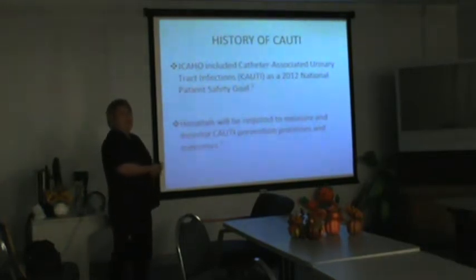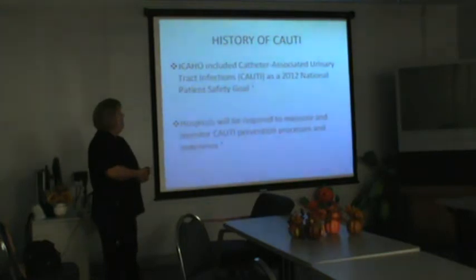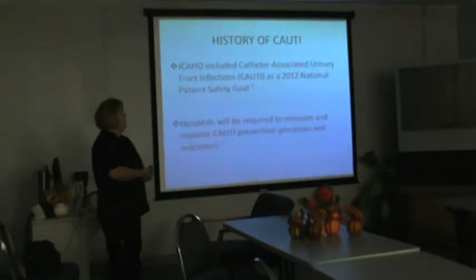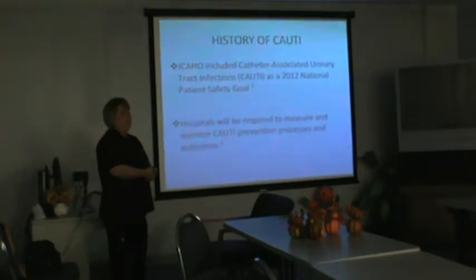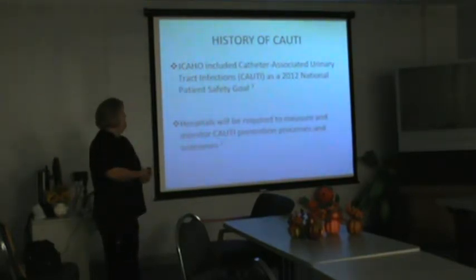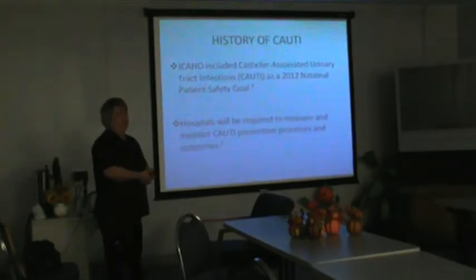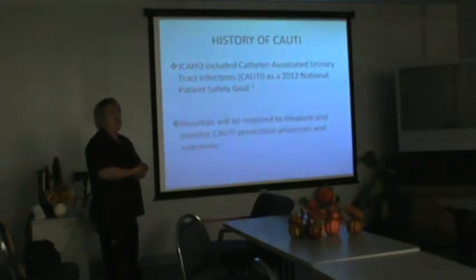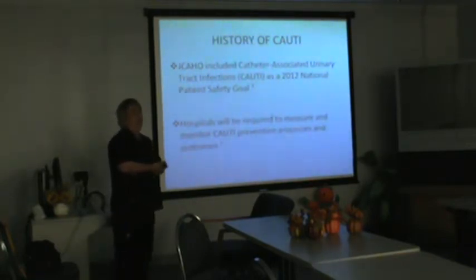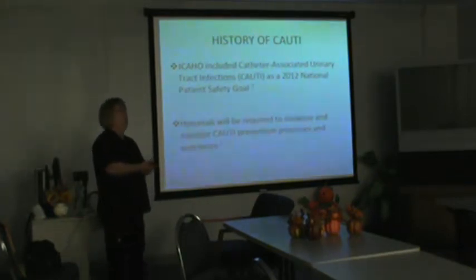The reason that this is so important today is that JCAHO has included catheter-associated urinary tract infections, or CAUTIs, as a 2012 National Patient Safety Goal. The hospitals will be required to measure and monitor CAUTI prevention processes and outcomes. Whereas in hospitals we've always recorded this in quality assurance and infection control, now we're going to have to turn in the actual data starting in January. So this is becoming really important.